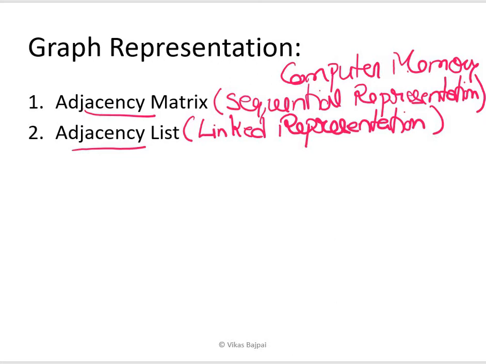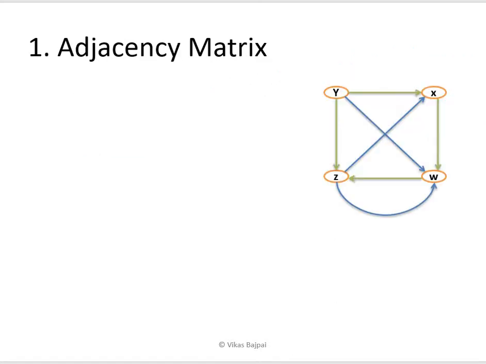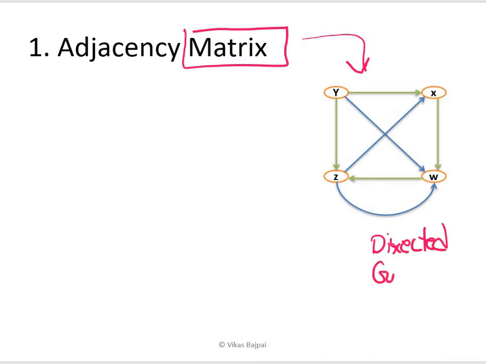So to start with, we have the adjacency matrix. Since we are talking about an adjacency matrix, we'll be dealing with a matrix that would be derived from this particular graph. In this particular example, we are taking a directed graph, that means you can see some arrows. We can also draw this adjacency matrix for non-directed graphs as well.